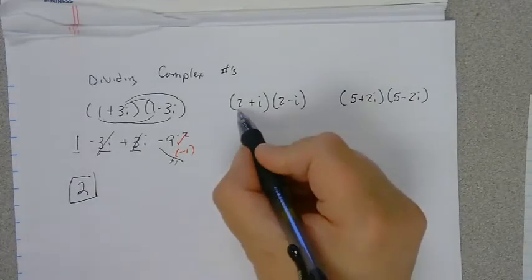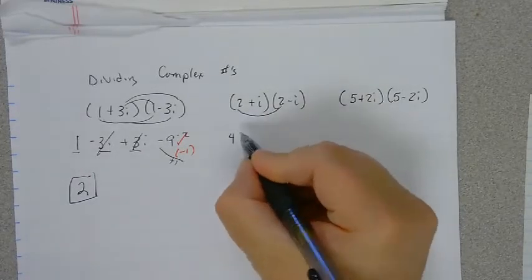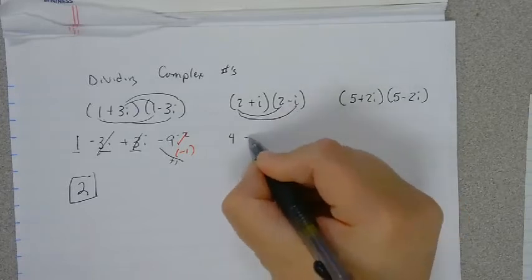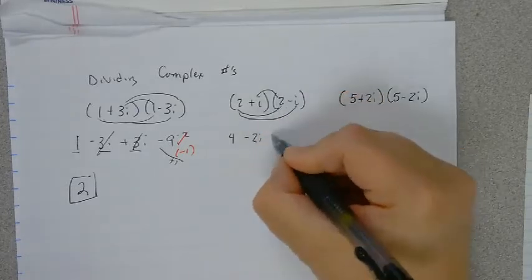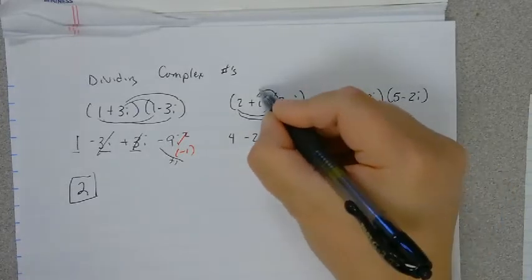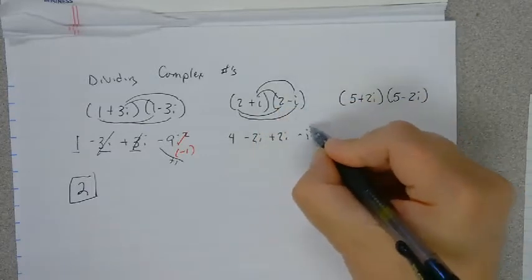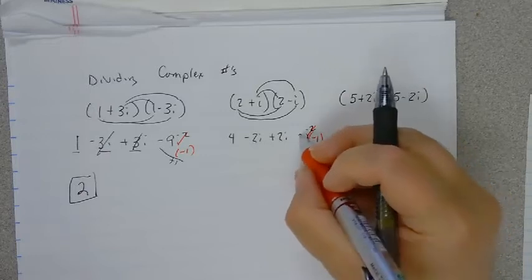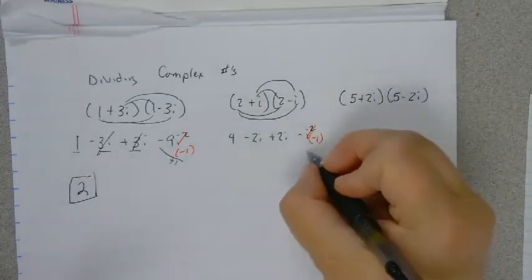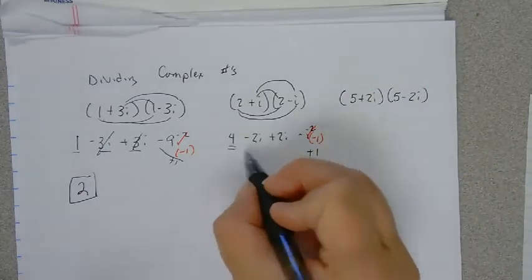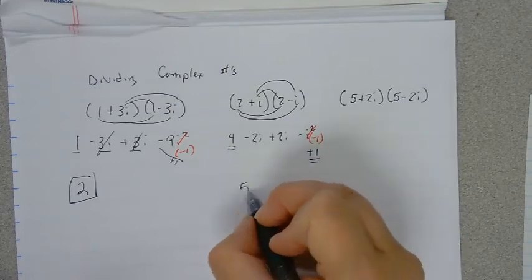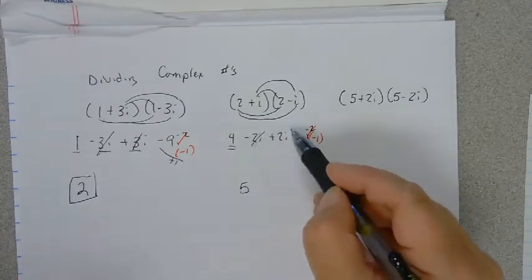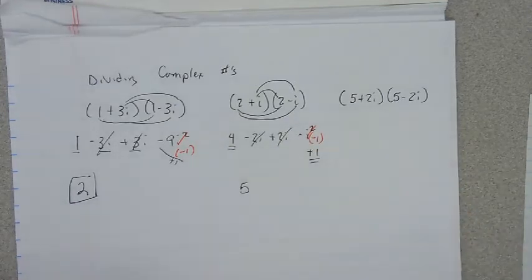Let's look at this one. This would be 4. This would be minus 2i plus 2i minus i squared. i squared is negative 1, but I have the opposite of negative 1, so that really becomes plus 1. So I have 4 plus 1, which is 5. Negative 2i, positive 2i cancel. So my answer is just 5.